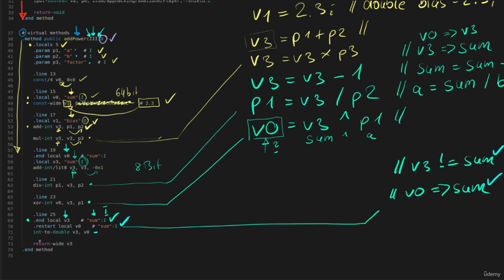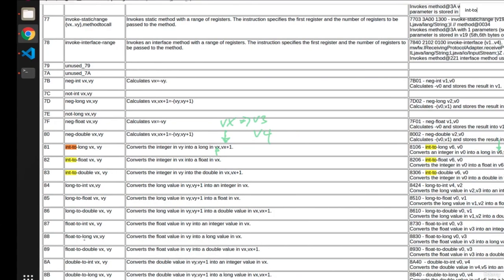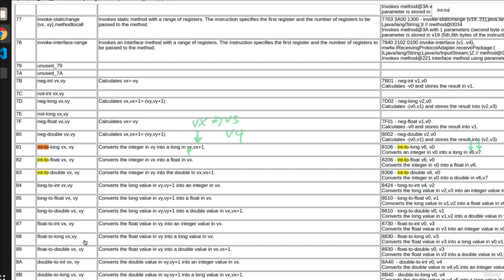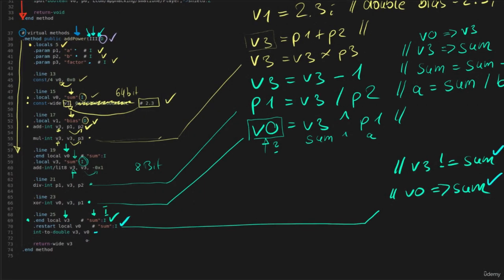Our instruction says we are converting v3 to v0. Sorry, I have to look this up once again. Converts the integer in vy. So this one is the integer to a double. Okay. So this one is the integer, and this one is the double afterwards. Yes, this makes sense. Okay.